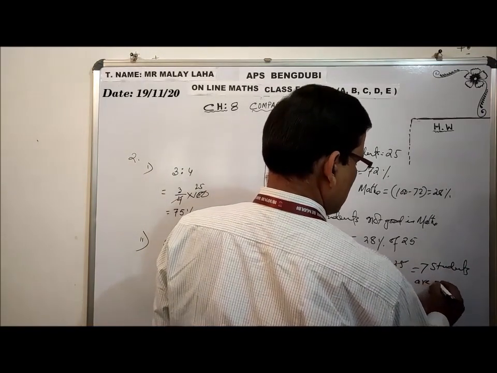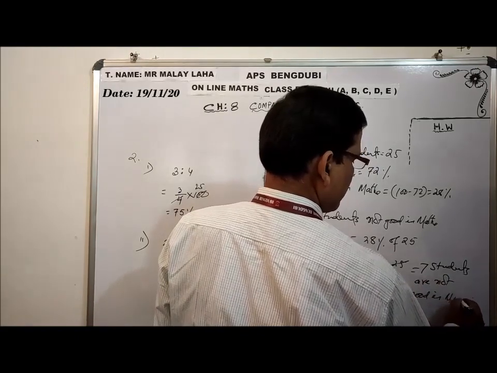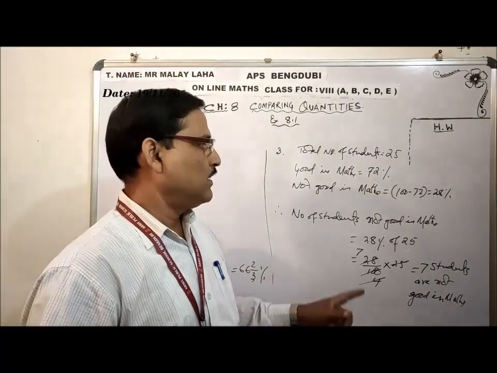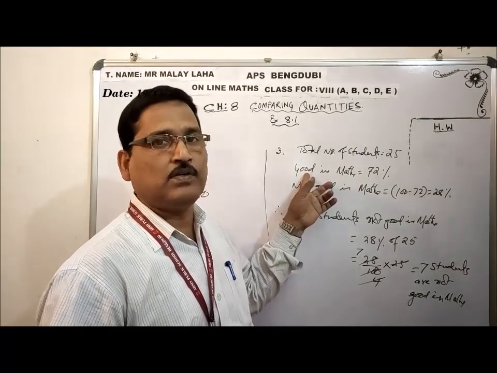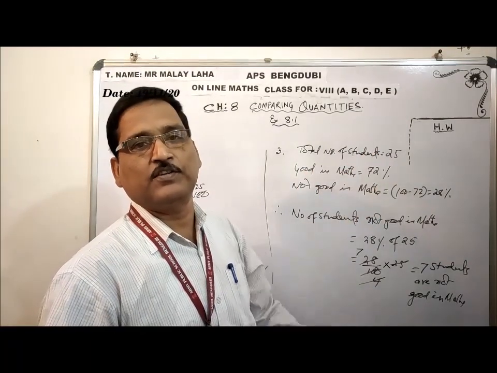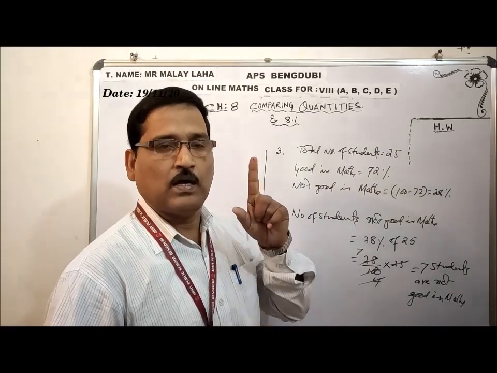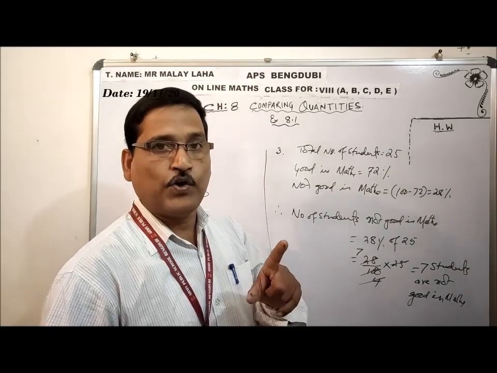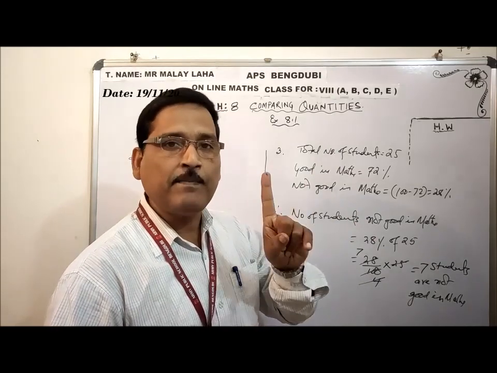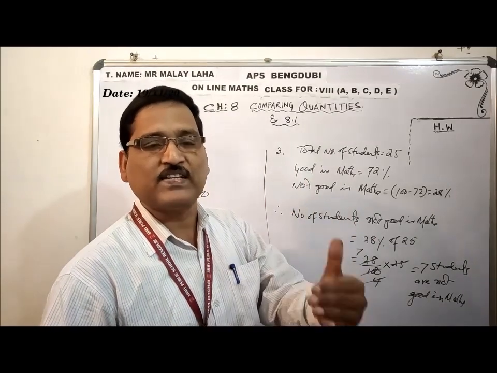Students are not good in maths. Understood? This is one way. Or, as I said, when the good percentage is given, you find out the good number, and then deduct it from the total number of students, and you get the not good number. You can do that also. That means the main concept is: whenever any percentage is given related to anything, you can find that number. If you need to find something else, you first find out their percent.